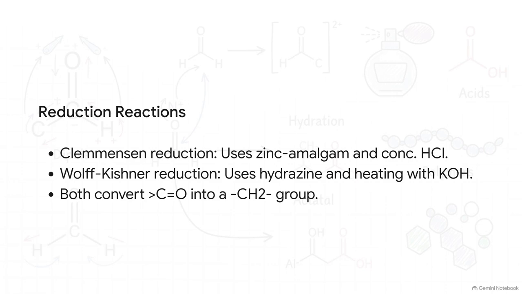Now, we also need to know how to go in reverse. Instead of adding oxygen, what if we want to completely strip it away? We have two famous reduction reactions for this. The Clemmensen reduction, which uses zinc amalgam in an acidic medium, and the Wolff-Kishner reduction, which uses hydrazine in a highly basic medium. Both of these named reactions do the exact same incredible thing. They rip the oxygen atom completely off the carbonyl group and replace it with two hydrogens, converting it straight back into a plain old standard hydrocarbon chain.